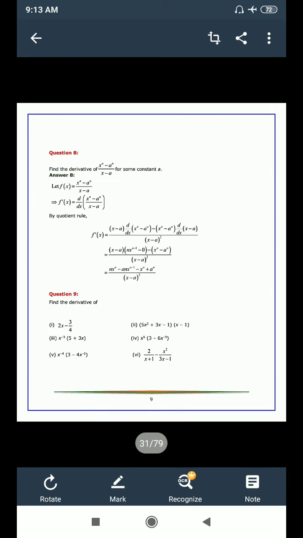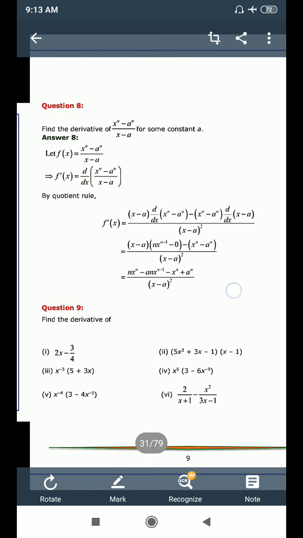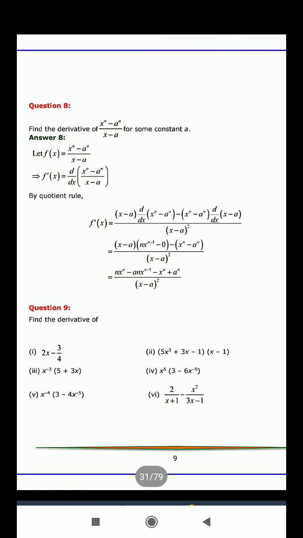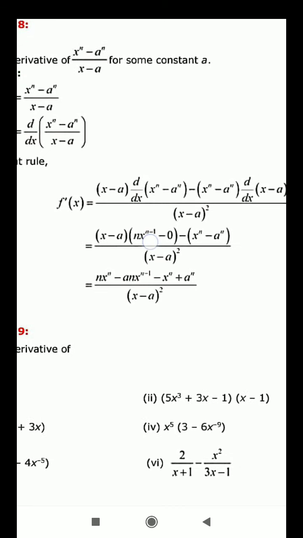Question number 8 is given. Differentiate x raised to power n minus a raised to power n. We will use the same quotient rule. So f dash x is equal to the derivative of this. Denominator as it is, differentiation of numerator, minus numerator as it is, differentiation of denominator, divided by denominator whole square. Now you have to find the derivative of x raised to power n minus a raised to power n. First we will differentiate x raised to power n. Its derivative will be n into x raised to power n minus 1, and then differentiation of a raised to power n. You see, a is a constant, so its derivative is 0.